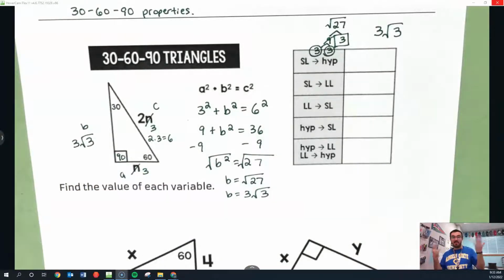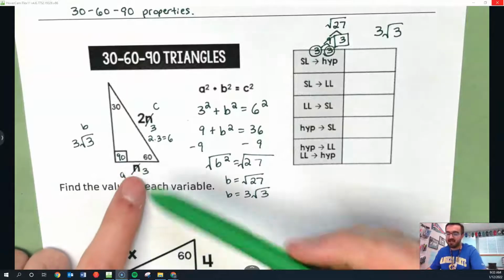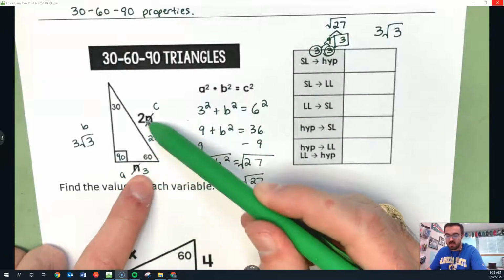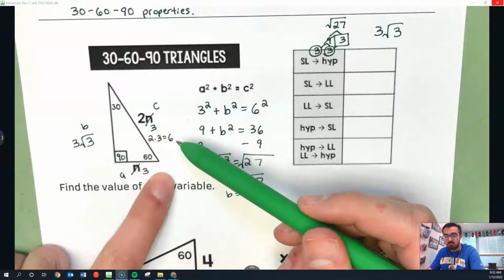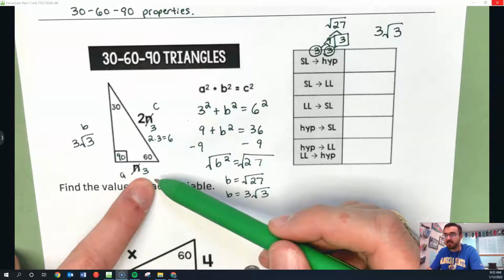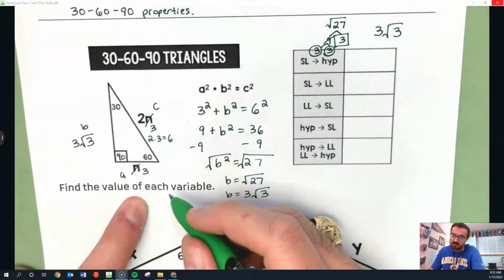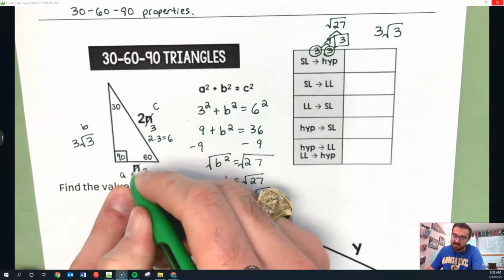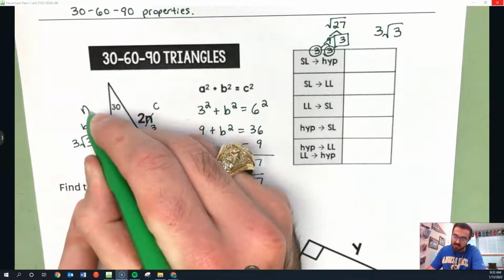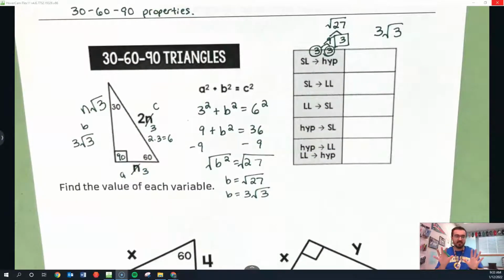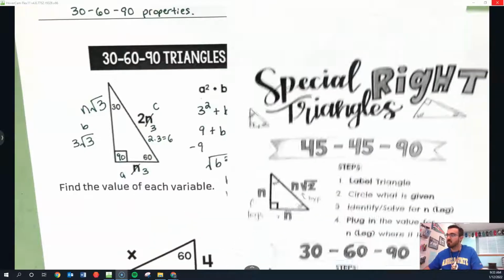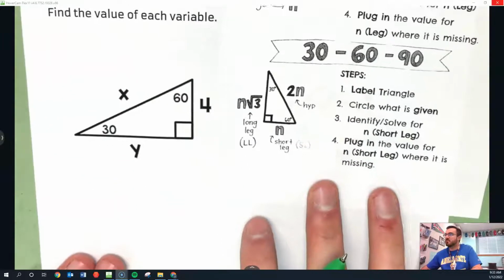So in this 30, 60, 90 triangle, if this side is 3, this side is going to be 2 times 3, which is 6. And this side is going to be simply n root 3. So we've figured out our pattern. This is going to be n, 2n, and n root 3. If you're like, whoa, Mr. Colson, I lost you there, it's okay. I went through that one fast because really all you need to know is this is our rule right here.